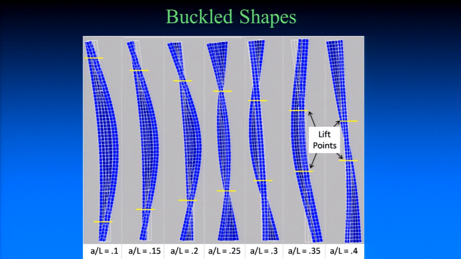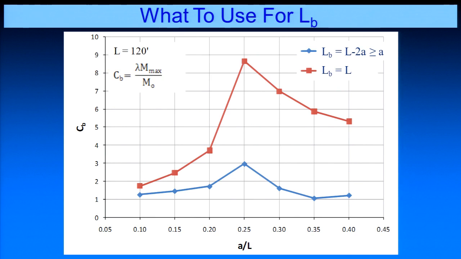And as we start to move the lifting points, which are represented by these yellow lines, in, the buckling mode changes quite dramatically. Instead of being controlled by the region in between the lifting points, it starts to be controlled by the overhangs. Okay? So we got in and did a lot of work.